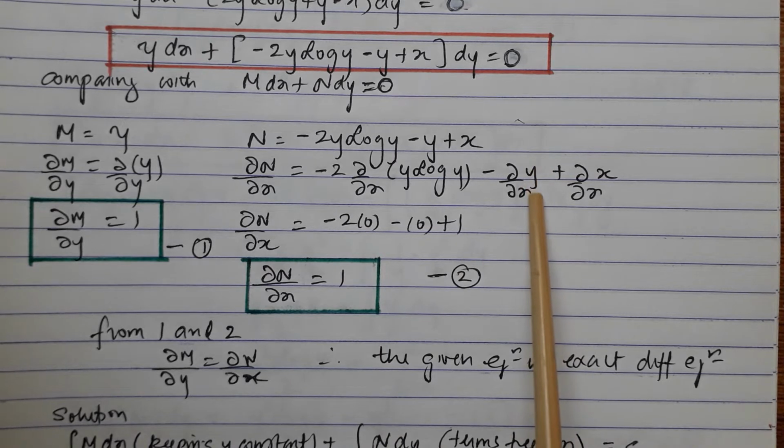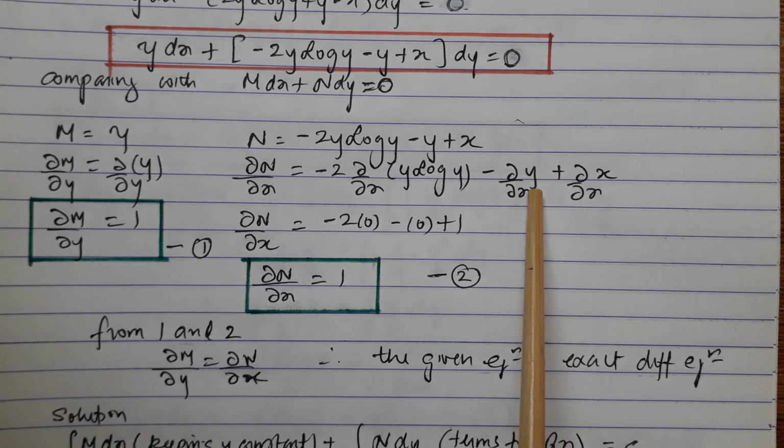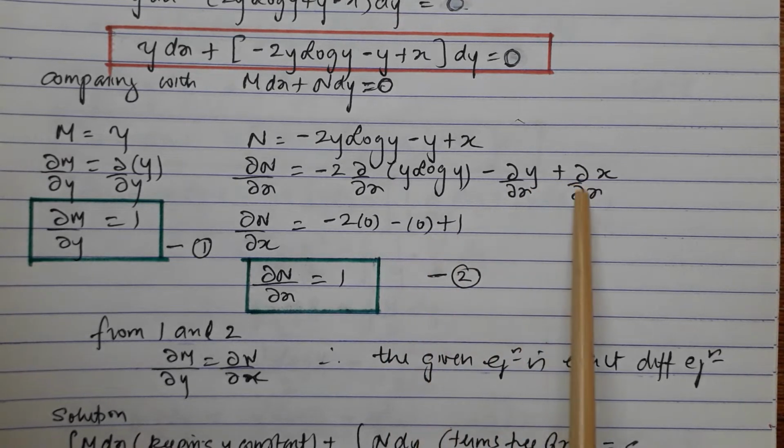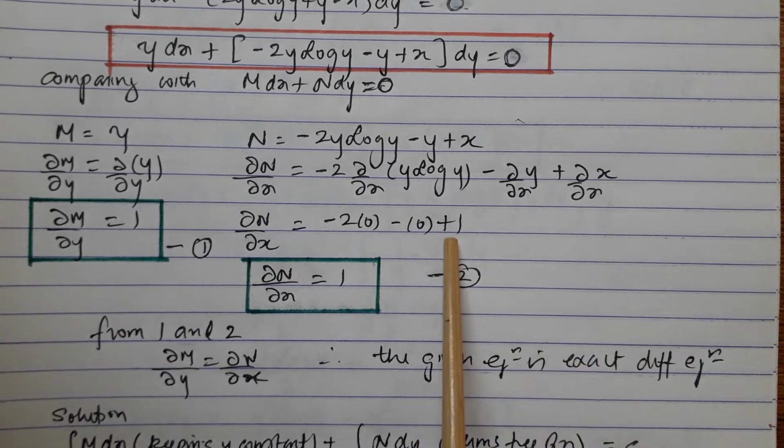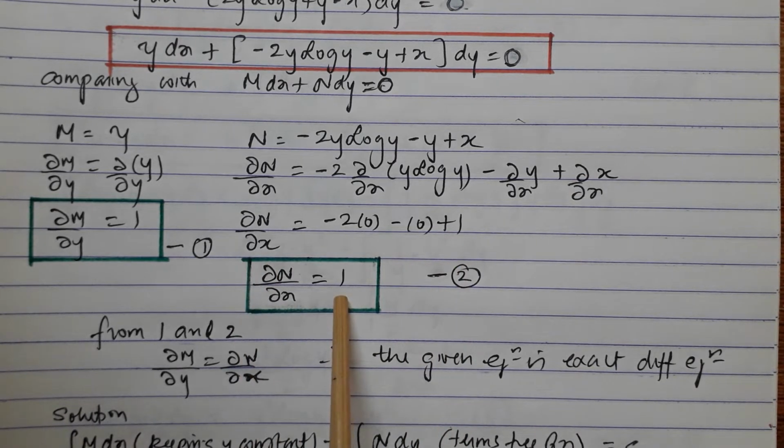Again, there is a y here which is to be treated as a constant. So del by del x of y will be 0. So this would be minus 0. And del by del x of x is 1. So this is 1 here. So del N by del x is equal to 1.